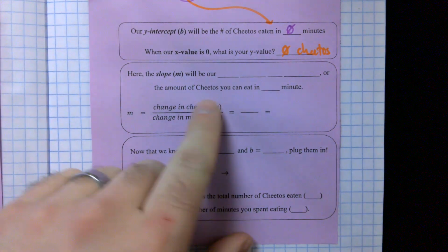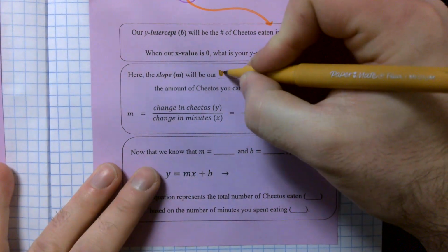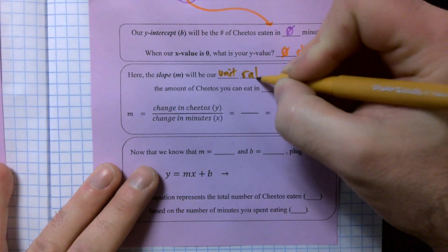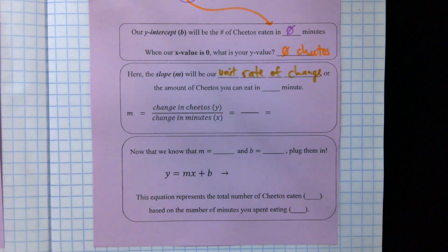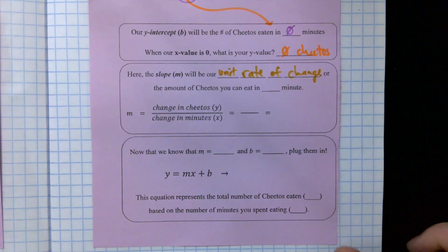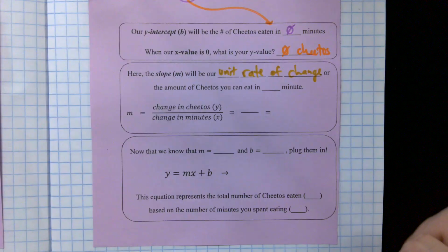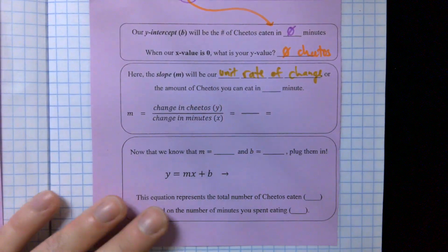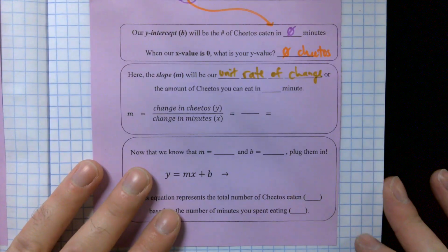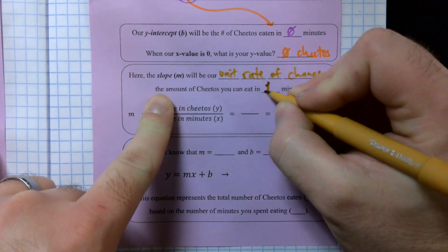The slope, our slope here is going to represent our unit rate of change. So we're still going to treat it like a regular slope, do my arrows, make my fraction. But because I'm dealing with a specific context and talking about eating Cheetos, my slope needs to have units on the end of it. And it's called a unit rate instead of a slope, but it's the same thing. And again, it represents the amount of Cheetos I can eat in just 1 minute.